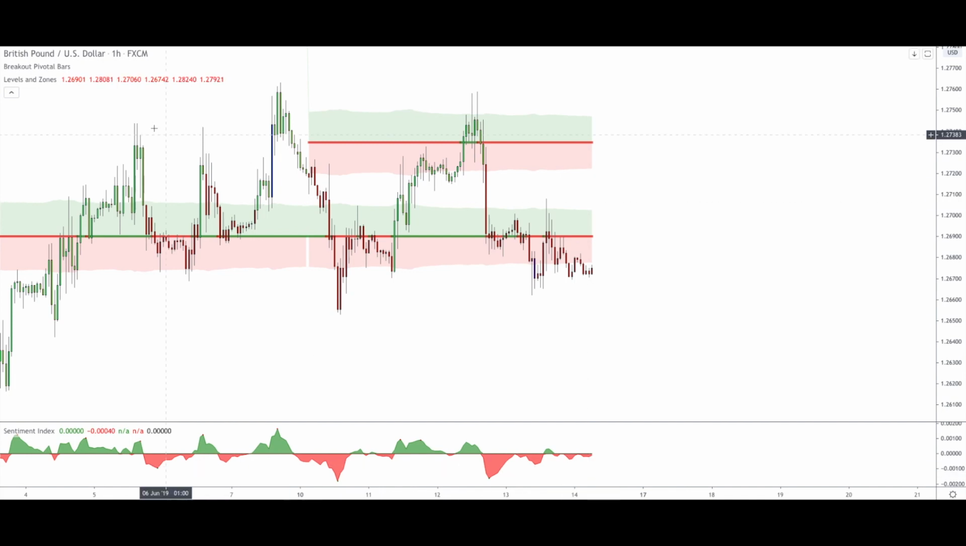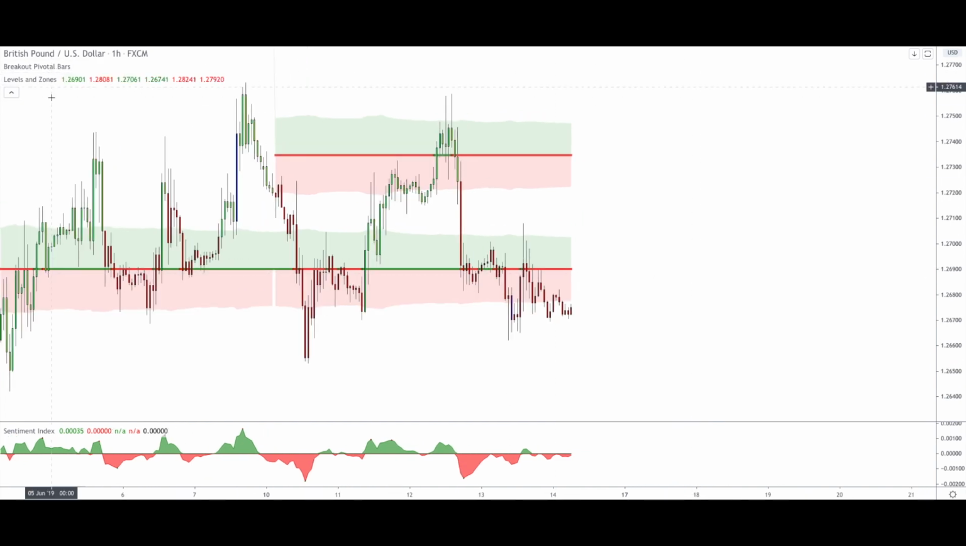Today I'm looking at the British pound US dollar on the 1 hour time frame, and I'm using three indicators: the breakout pivotal bars and the sentiment index to build the setup, and the levels and zones as an extra confirmation of my setup.